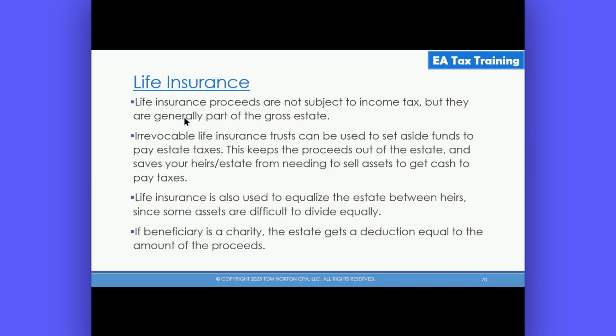But sometimes the whole idea of passing the asset on from generation to generation is they don't want to sell it. They want that real estate to stay in the family. They don't want to sell the real estate in order to pay the taxes. So you can use this life insurance as cash to pay the estate tax, thereby saving having to sell property in order to pay those taxes. Life insurance can also be used to equalize the estate between heirs because some assets are difficult to divide equally.